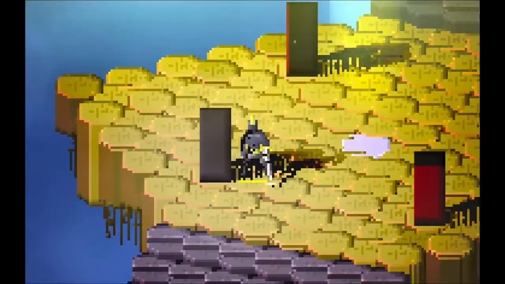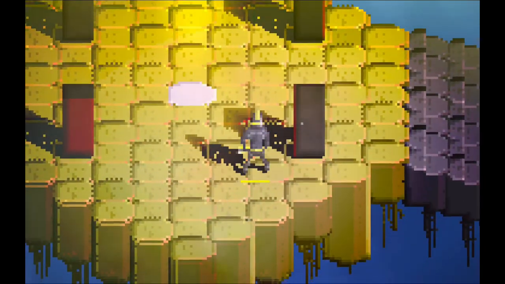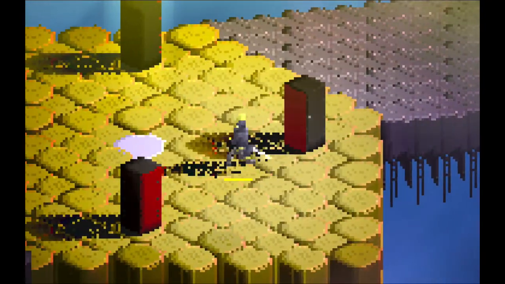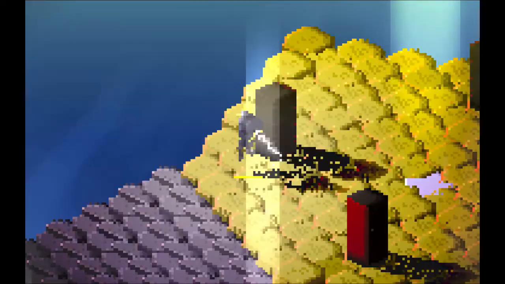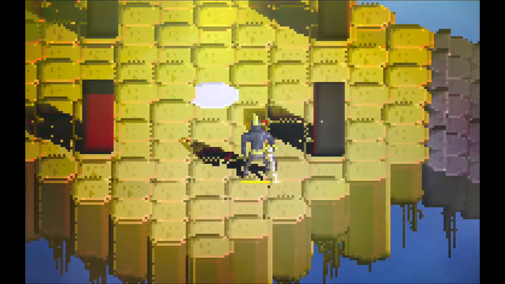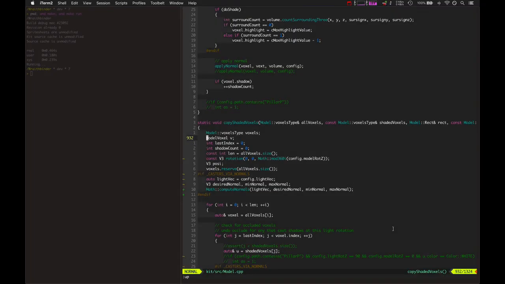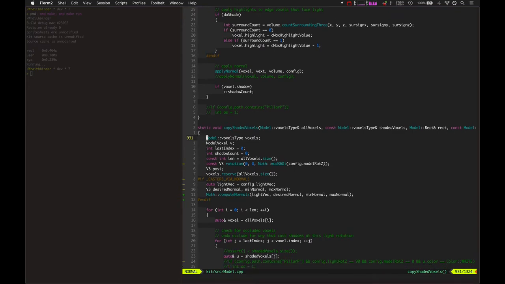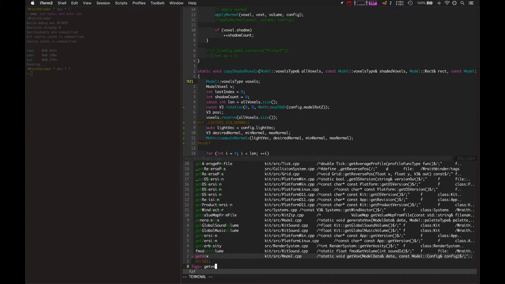See how every single one of these pillars is shaded nicely? It's casting a shadow nicely, and it's rotated nicely. That requires 64 different models basically to be computed. So the way it basically works is, let's actually look at this getVox function.